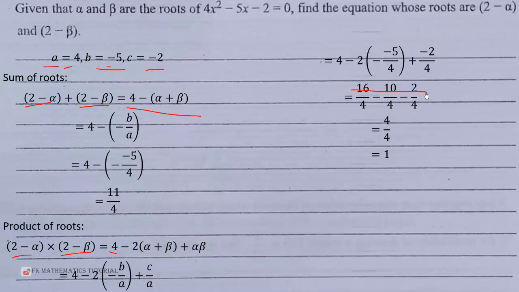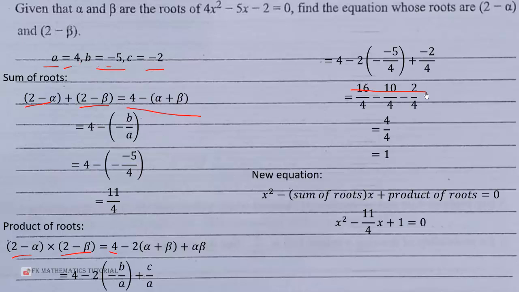So the sum of roots is known, and the product of roots, that is the new root, is known. So the new equation is given by x squared minus the sum of roots times x plus the product of roots is equal to 0. So when we fix in this, this is what we are getting. Therefore, the equation is 4x squared minus 11x plus 4 is equal to 0.